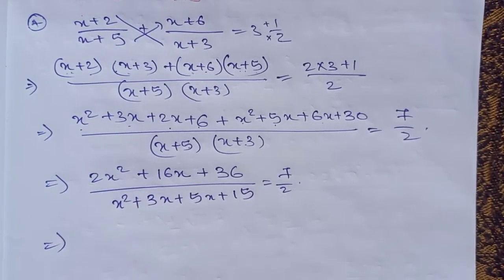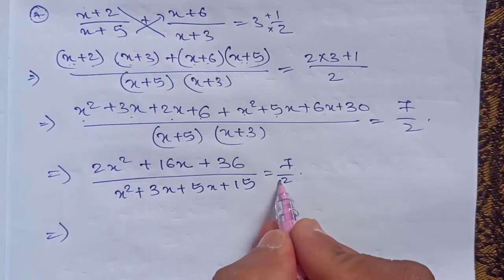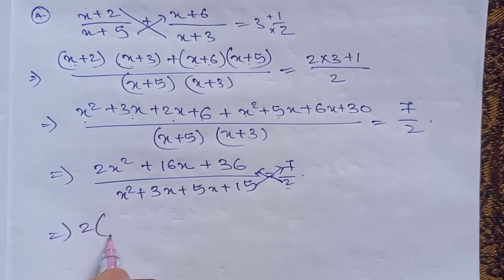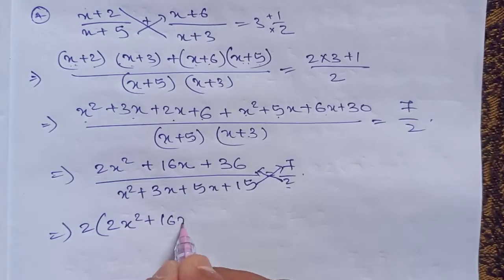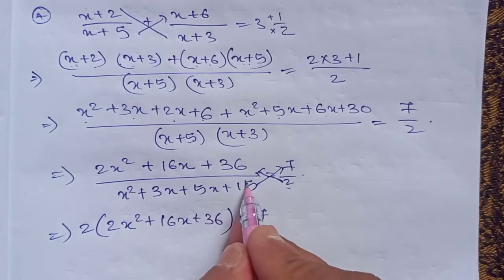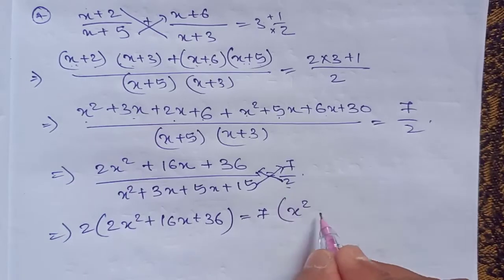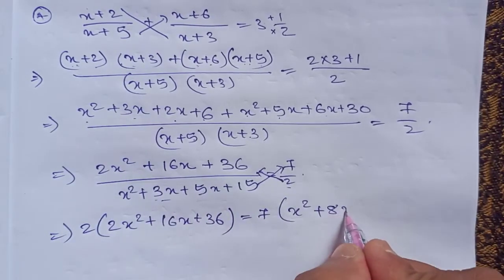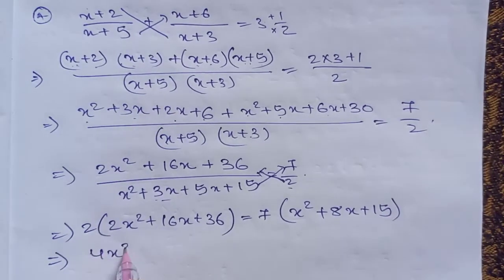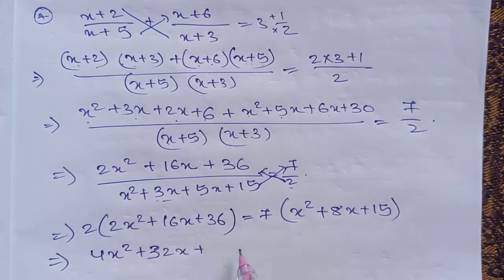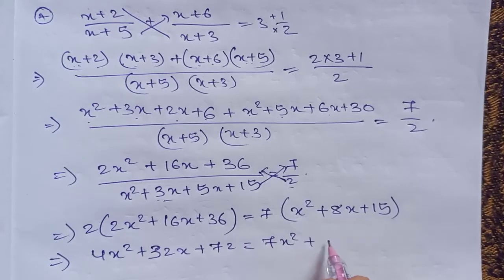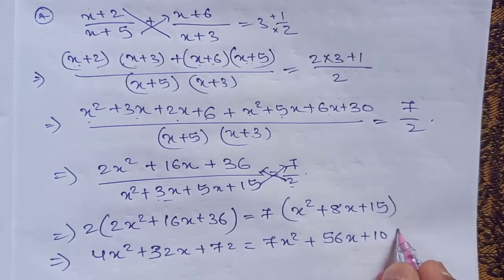Now multiply 2 here and multiply these terms with 7. So 2 into (2x square plus 16x plus 36), with the whole term I am multiplying 2, equals 7 into the whole term, that is x square plus 5 plus 3 is 8x plus 15. Now multiply 2 inside: 4x square plus 32x plus 36 twos are 72, equals 7x square plus 56x plus 15 sevens are 105.